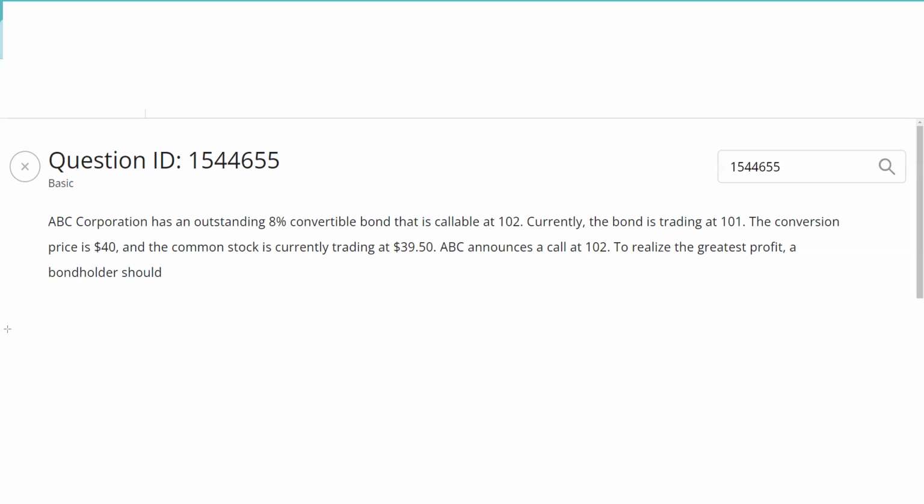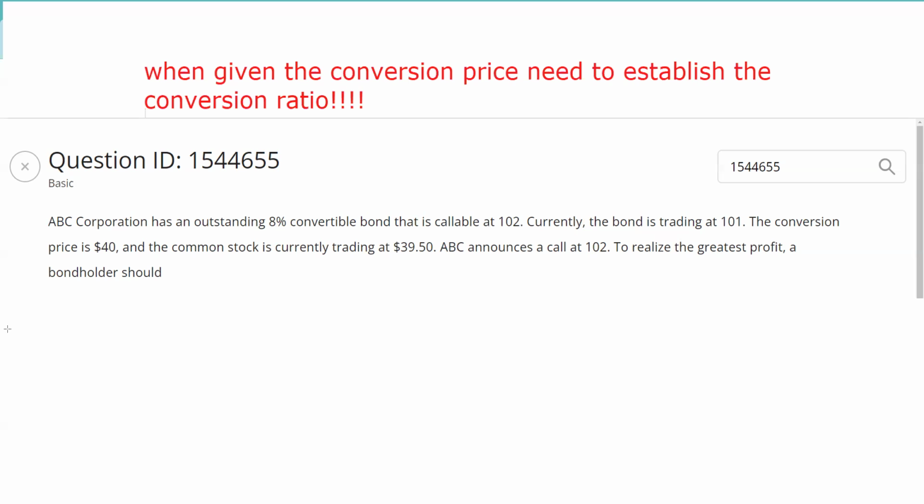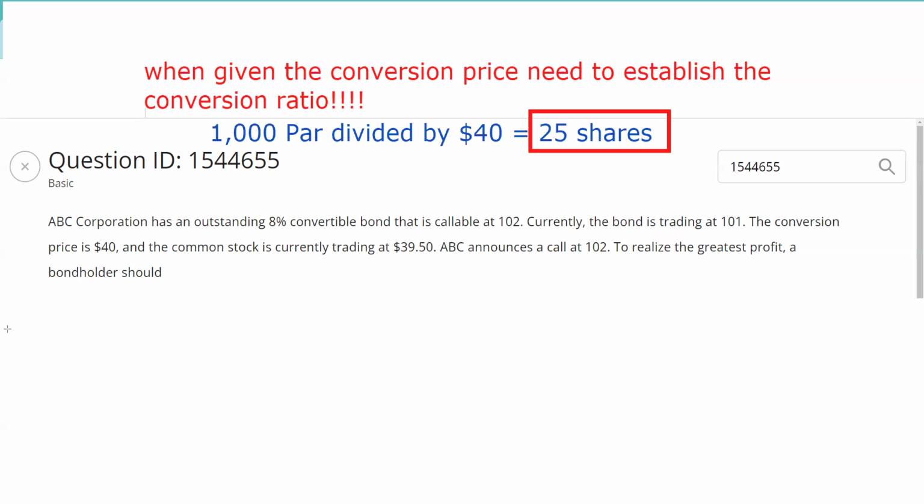Now, the first thing I tell you is whenever you get the conversion price, you need to establish the conversion ratio. So anytime a convertible question comes up and they say the conversion price is, you've got to say, I don't need that conversion price. I need the conversion ratio. So we should just stop and do that first. That's based on par, the conversion terms. So we take 1,000, we divide by 40, and we find out the conversion ratio is 25 shares. To do any kind of a parity calculation, parity means equal, we have to have the conversion ratio.